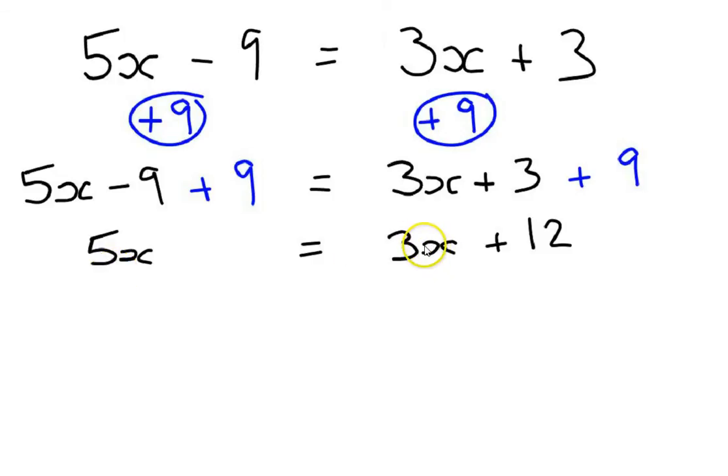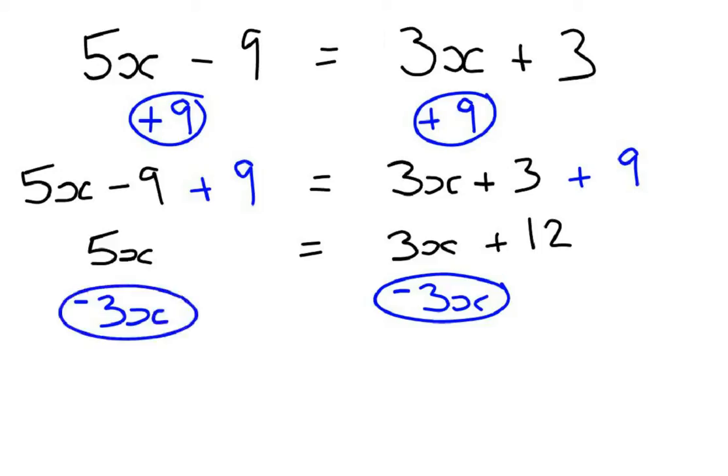We've also got a 3x left over here which we need to get rid of. So in order to do that, we're going to take away that 3x. Now remember, as always, whatever we do to one side of the equation we also have to do to the other. So we're going to take away 3x from this side as well. Okay, so now we have our original 5x. We are then taking away 3x on the left-hand side. And on the right-hand side we have 3x plus 12, and from that we are going to take away 3x.